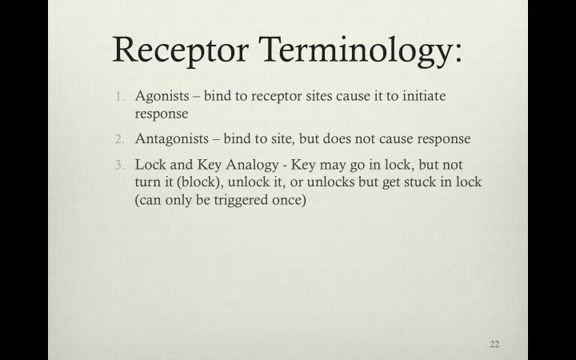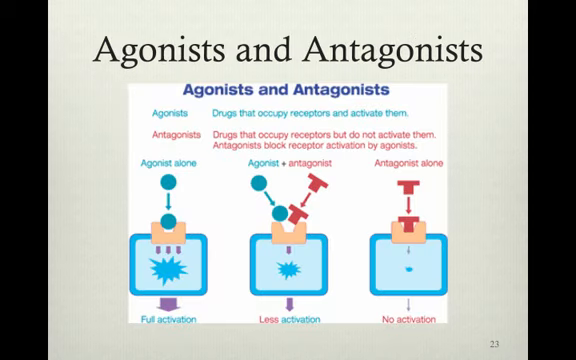Three, lock and key analogy. Most of these drugs, whenever they hit the receptor site, are kind of a lock and key. The key may go into the lock, but not turn the lock, and might actually block it. It might unlock it, or unlock it but get stuck in the lock and may only be triggered once. So those are your three options from a key and lock analogy. And this explains the key and lock analogy.